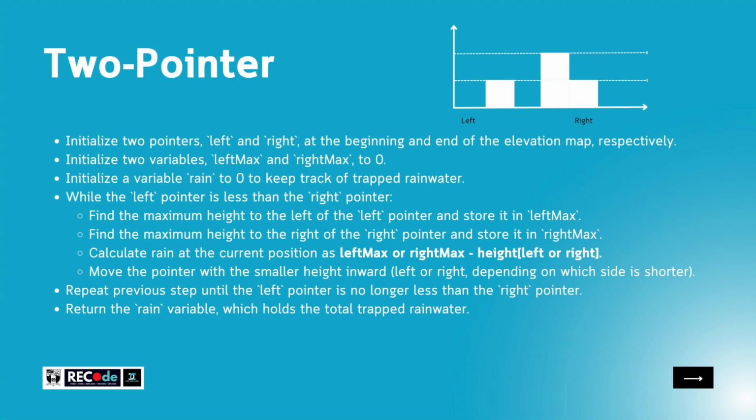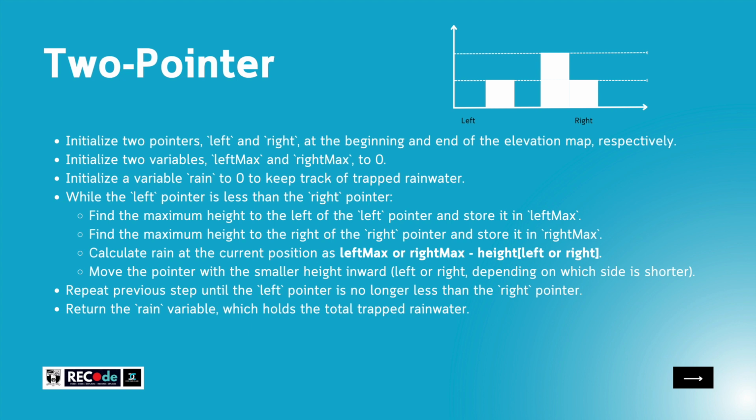The two pointer technique is a more optimal way to solve the trapped rainwater problem. Here you take two pointers, left and right, which correspond to the beginning and the end of your array or the elevation map, and you initialize two variables, left max and right max, to 0, which keep track of the maximum in the left and right sides. You initialize a variable to keep track of your rainwater, like the previous approach as well, and then while the left pointer is less than the right pointer, we do the following things.